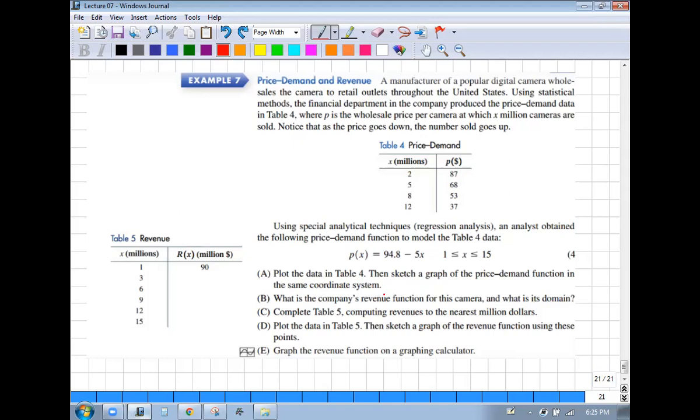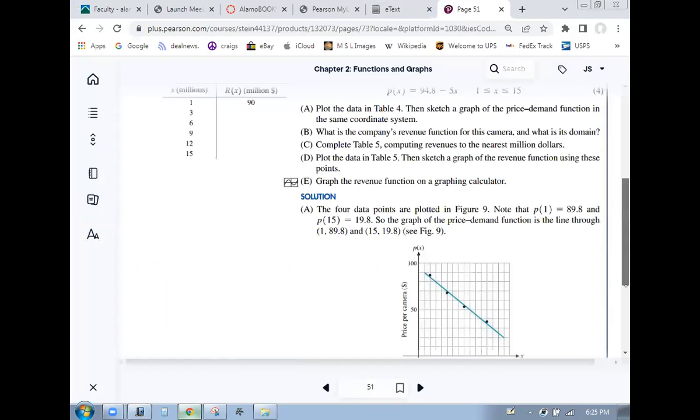This is boring. We need an animation for this. I don't want to do this. Plot the data in the table. Where's the solution? There we go.